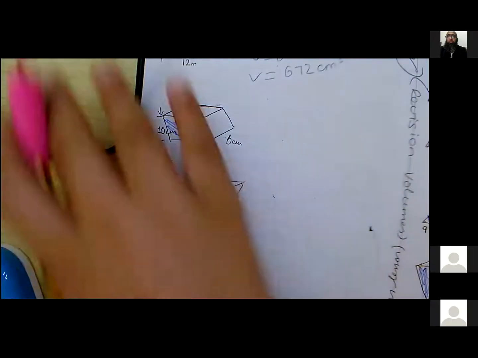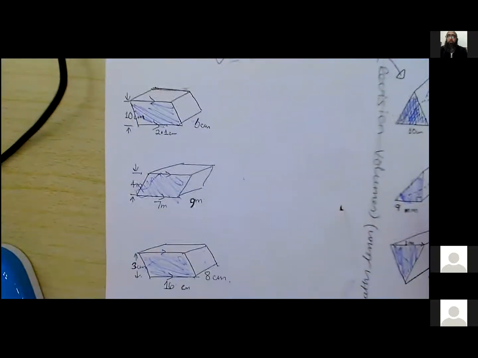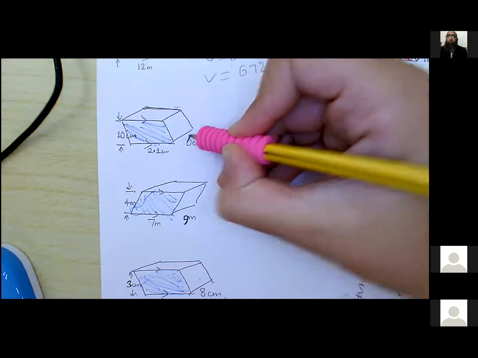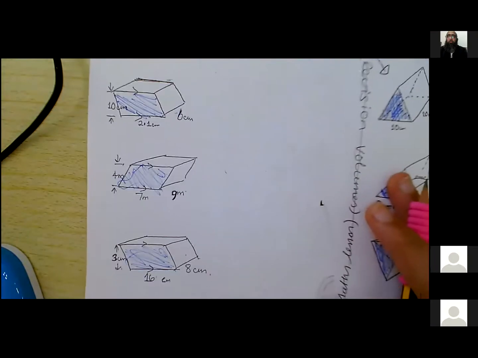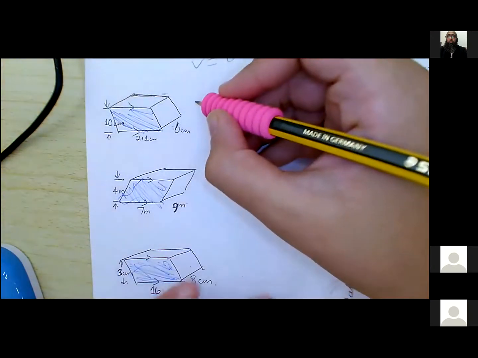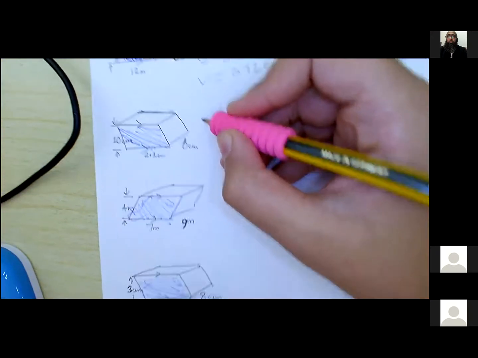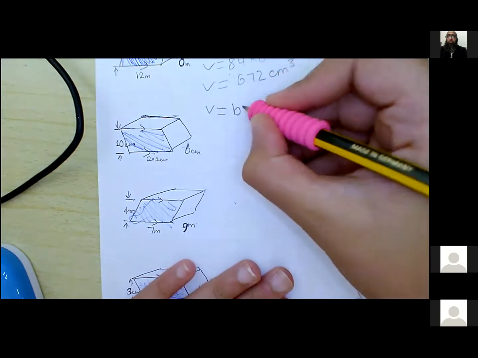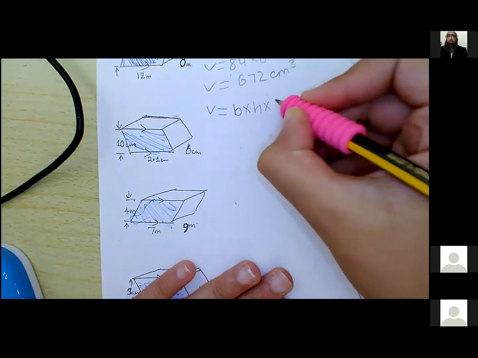Okay, Suli, so you're supposed to be doing the one with the 10 centimeters, 2.1 and 6 centimeters. The 6 is actually a 6, sorry about that, a little bit of a misprint there. Okay, go Suli. So how do we work out the volume of that prism there? The volume of the prism is volume equals base times height times length.